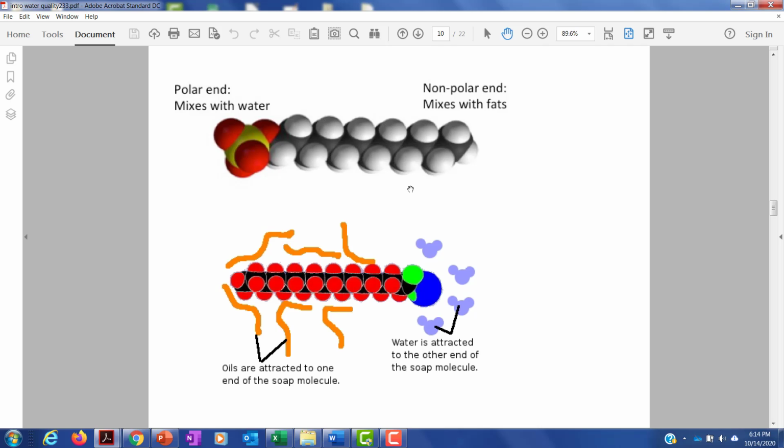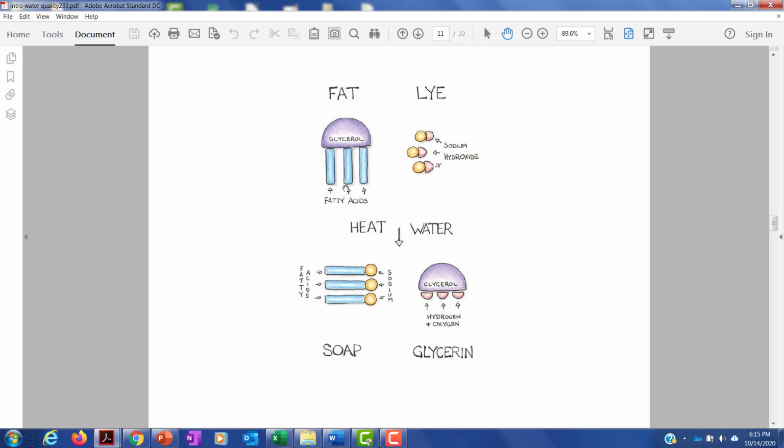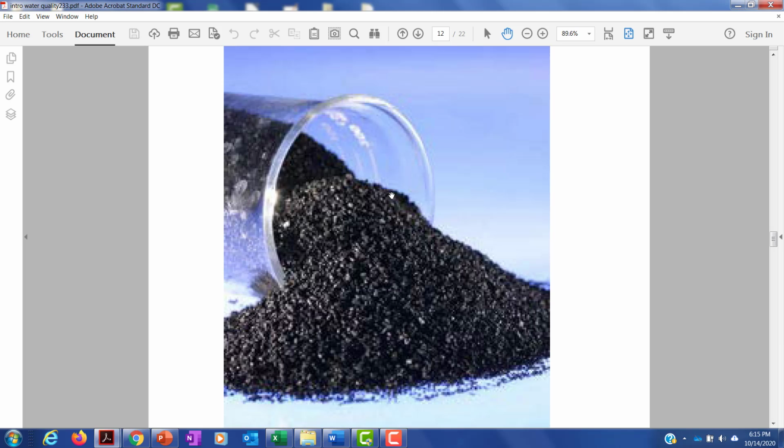This is just another cartoon of the same thing. Polar end mixes with water. A better way to say it, it dissolves in the water. Here's the nonpolar end, dissolves fat. So this pulls the fat off your skin, and this dissolves that whole glob into the water and washes it off. There's another diagram of the same thing.